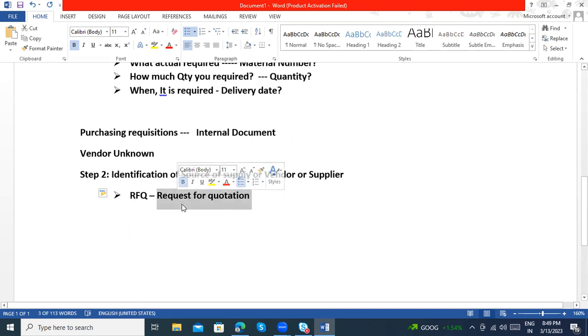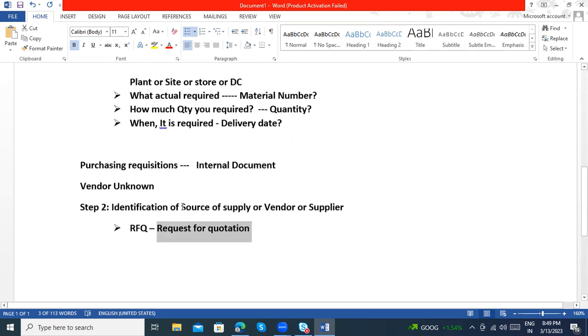The vendor doesn't know what you require, so we prepare a request for quotation. This request for quotation is prepared by ourselves. How will you create it? With reference to where the requirement is: the purchase request.